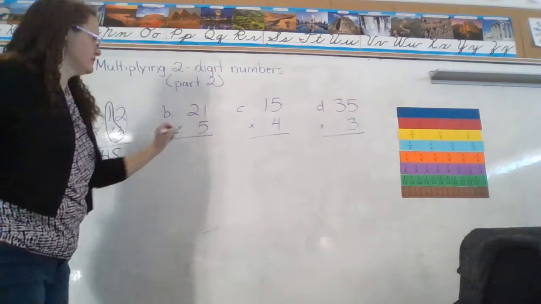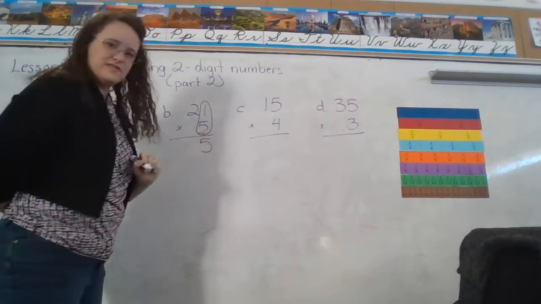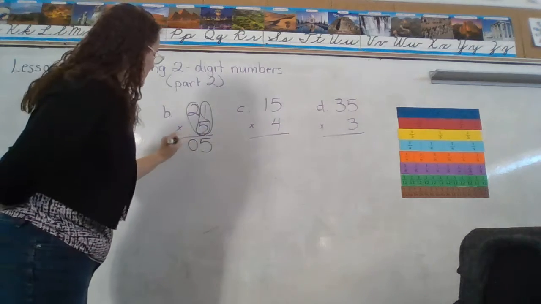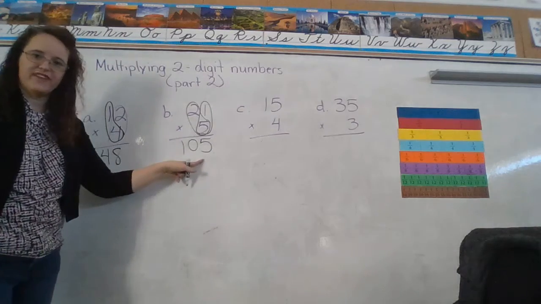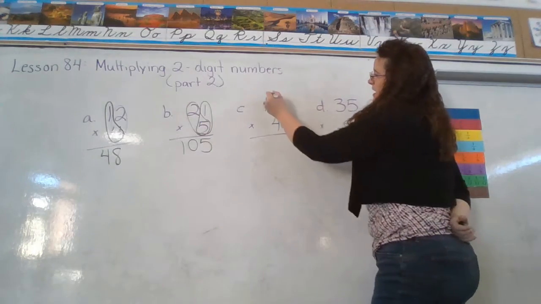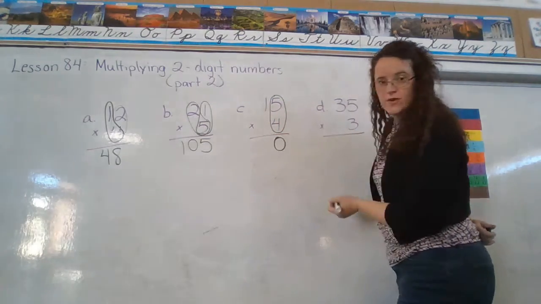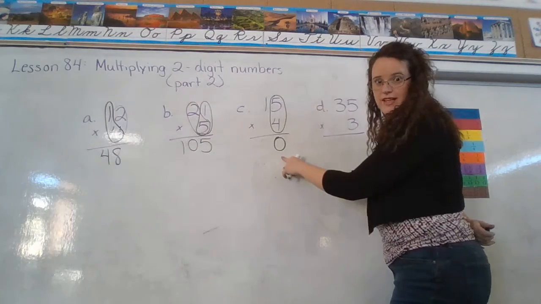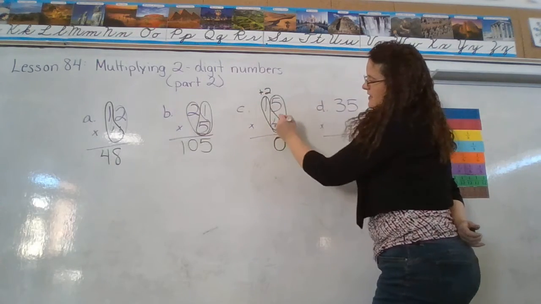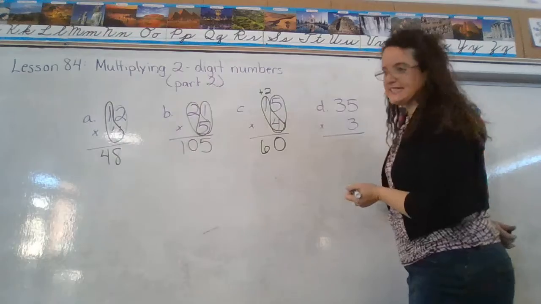21 times 5. Ones place first. 5 times 1 is 5. Tens place. 5 times 2 is 10, so our answer is 105. C, 15 times 4. Our ones place is 5 times 4, 20. So here's the first one we have to carry in. We drop our 0 ones, and we carry those tens. Then we multiply. 4 times 1 is 4, plus 2 for an answer of 60.